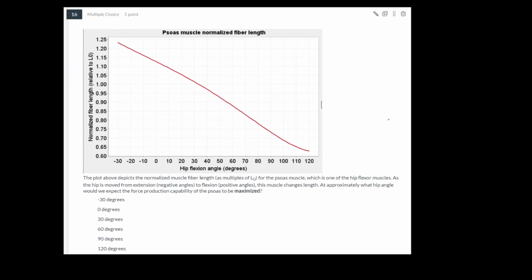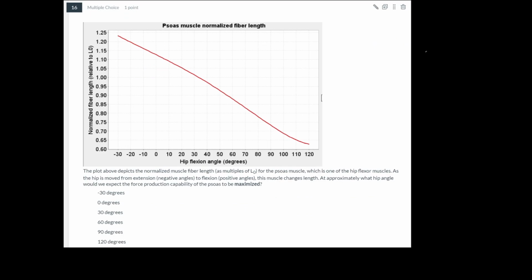This second to last question is a graphical question. We've got a graph here of the normalized fiber length of a muscle as a function of hip flexion angle. So this is looking at the psoas muscle, which, as you may be aware, is a hip flexor. If I draw a simplified rib cage and a pelvis, and a femur and a lower leg and a foot, the psoas goes something like this.